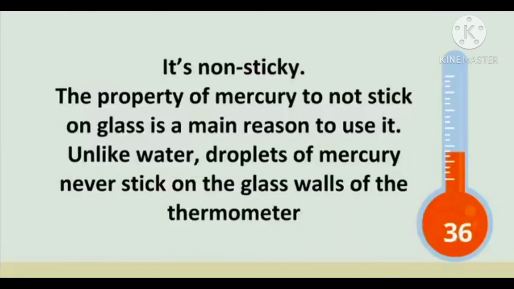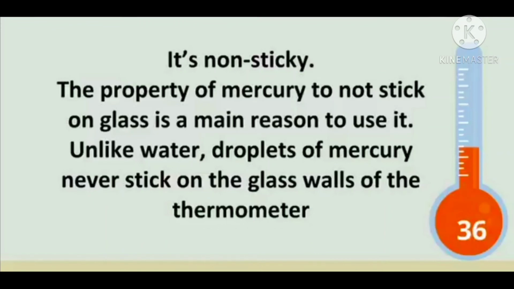It is non-sticky. It does not stick to any surface. And hence, this property of mercury to not stick on glass is the main reason to use it. Unlike water, droplets of mercury never stick on the glass walls of the thermometer. So these are some of the important reasons why mercury is used in the thermometer.